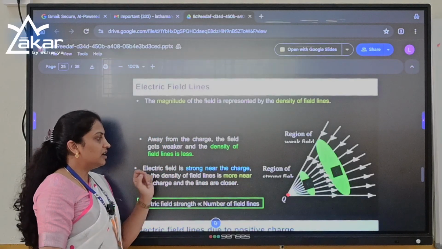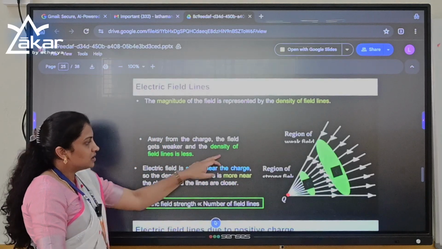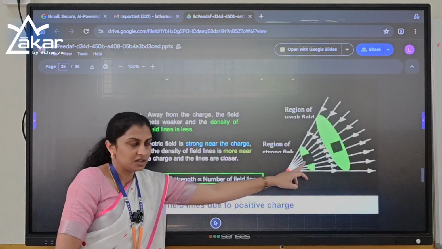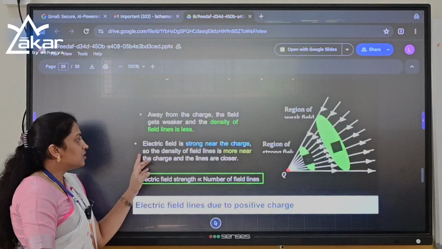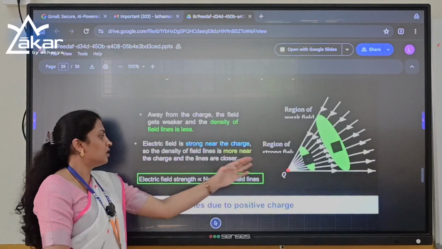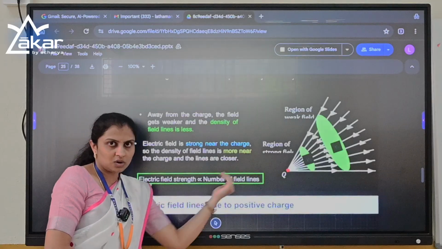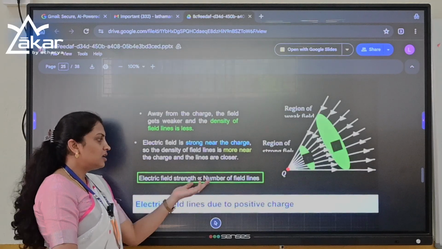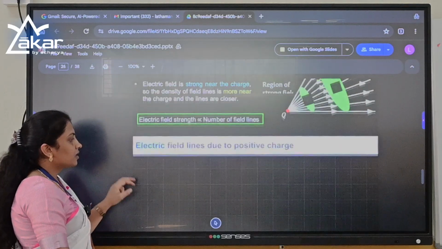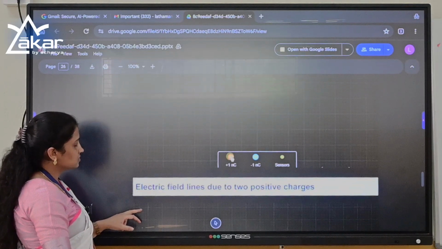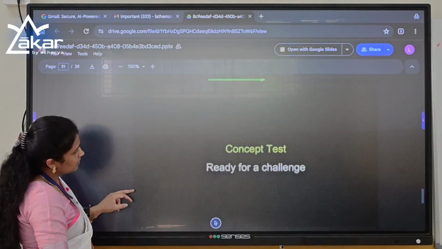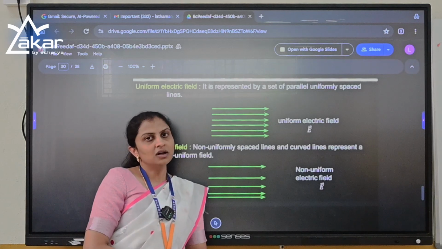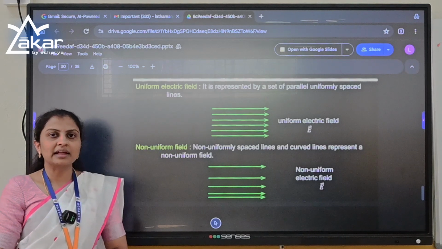The field is stronger near the charge. Now in this you can see the region of strong field, because the density of the field lines is more near the charge and the lines are closer. So the electric field strength is proportional to the number of field lines. And the next property is that electric field lines do not form closed loops. So these are the properties of electric field lines.